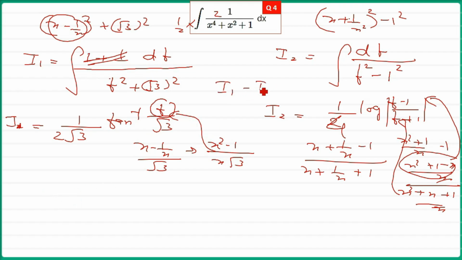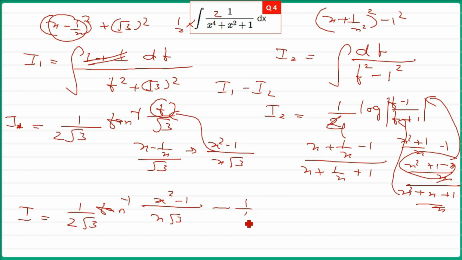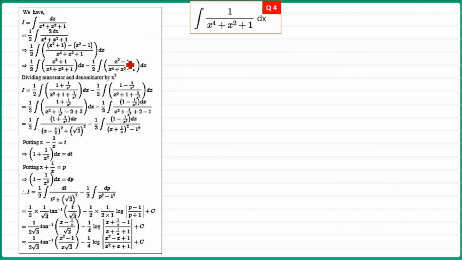So now I am doing I1 minus I2, which is our final result. So 1 by twice of root 3 tan inverse x square minus 1 divided by x root 3 minus 1 by 4 log. So when we place t as x plus 1 by x, we got log x square minus x plus 1 and x square plus x plus 1, plus a constant of integration. That's your final result. So this is how you're going to go about it.